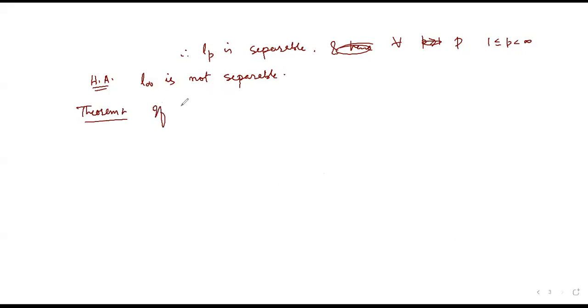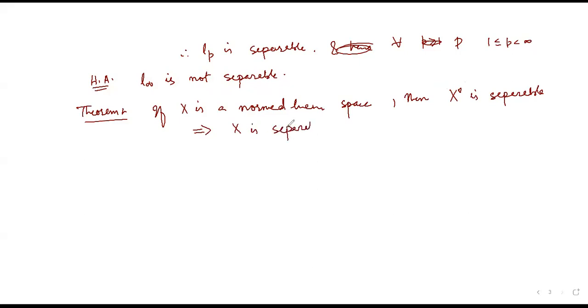Where X is a normal linear space, then if X star, its dual, is separable, it implies that X is separable. The converse is not true. If X is separable, it is not necessary that X star is separable, but if the dual X star is separable, then the space is also separable. Separable means it will have a countable dense subset. So let's do the proof. After that we will see why the converse is not true.